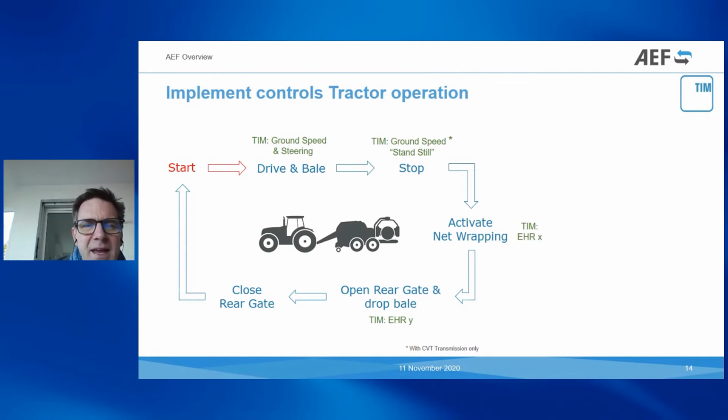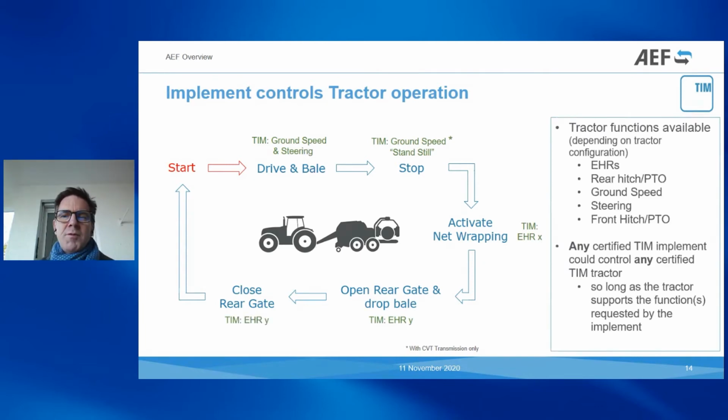The baling example is a really good example for TIM. So if you imagine a round baler working in the field, every time the bale chamber's full, the driver's got to stop the tractor, he's got to activate the net wrapping, he's got to open the tailgate, drop the bale, close the tailgate, start again. There's a number of operations that he has to do. If he's using a TIM tractor and a TIM baler, all he has to do is start driving at the start of each baling cycle. He's just got to move that shuttle lever or hit a button and start moving forward. The TIM system manages itself.